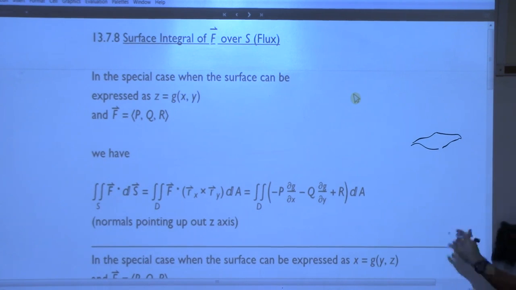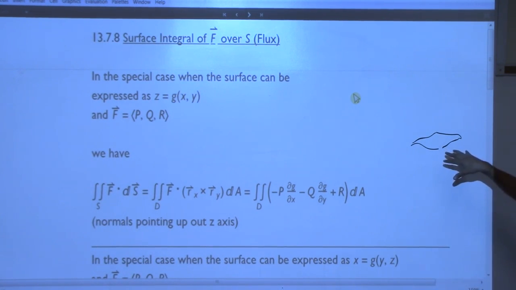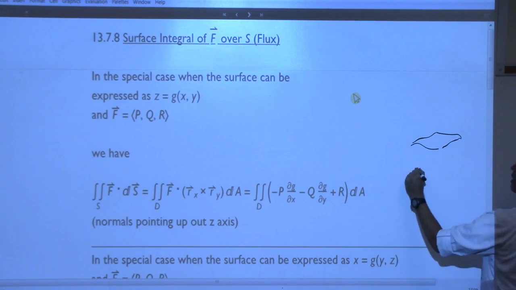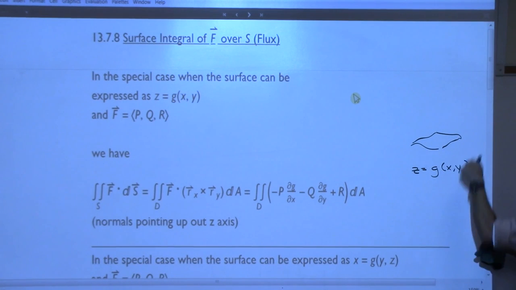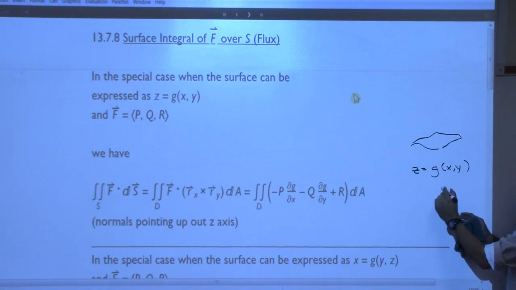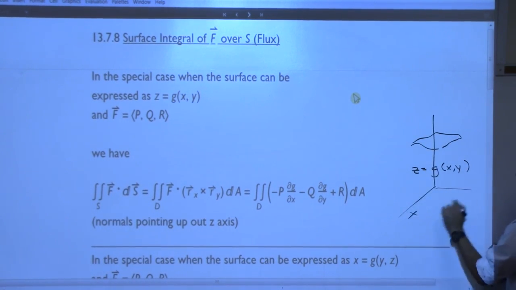So that's what these shortcuts are for. If I had that situation, would you agree that I could say z is some function of x and y? If this is the ground down here, x, y, z, you've got some surface up there.